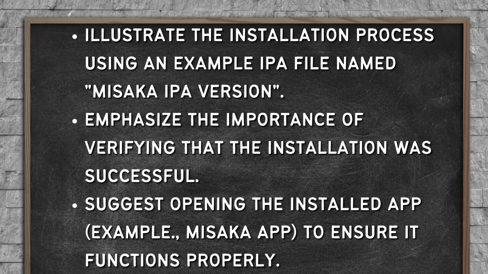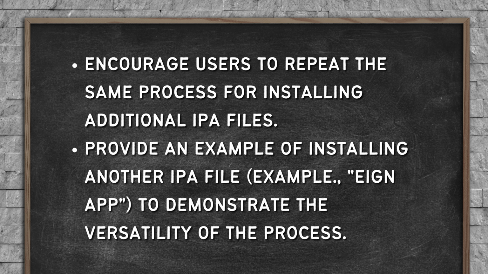Illustrate the installation process using an example IPA file named Misaka IPA version. Emphasize the importance of verifying that the installation was successful. Suggest opening the installed app, example Misaka app, to ensure it functions properly. Encourage users to repeat the same process for installing additional IPA files. Provide an example of installing another IPA file, example Esign app, to demonstrate the versatility of the process.